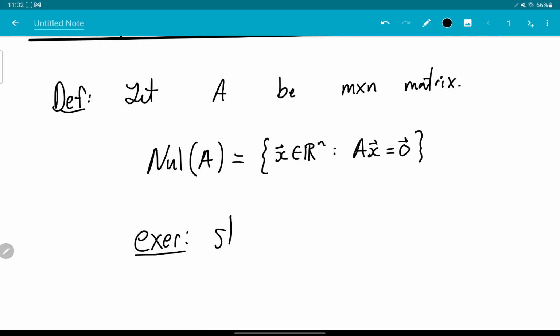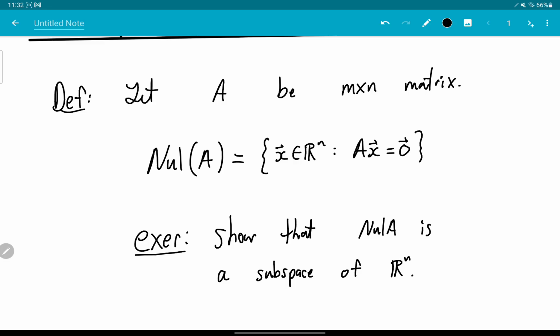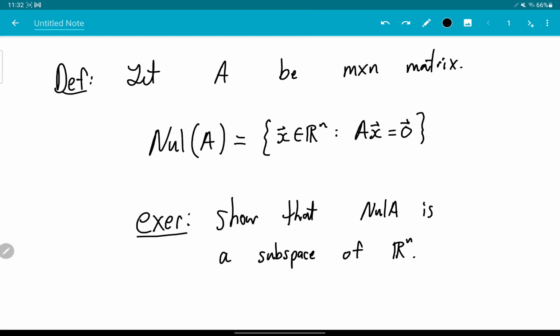Exercise, I would like you to show that null A is a subspace of Rn. Okay, you are not going to need to know anything specific about A other than that it's an m by n matrix. So I want you to try this exercise. If you're having trouble, please ask me in class. I'll be more than happy to walk you through it.